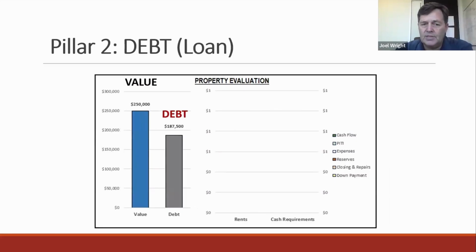It's important to look at that if you're looking at value from that perspective. Now, debt is the second pillar. That is how much your loan is on the property, how much you owe against the property. And the difference between those two is the equity position.